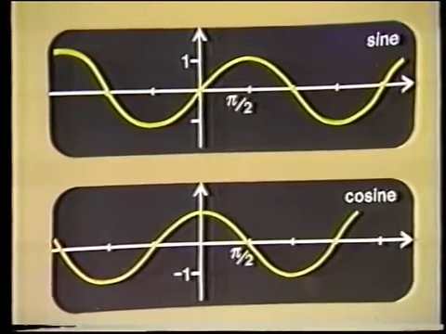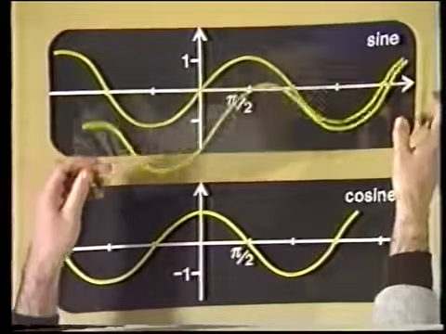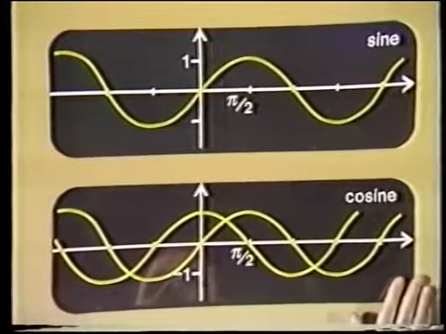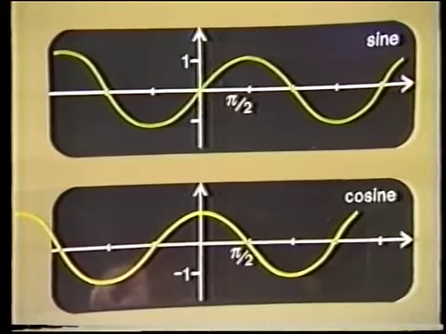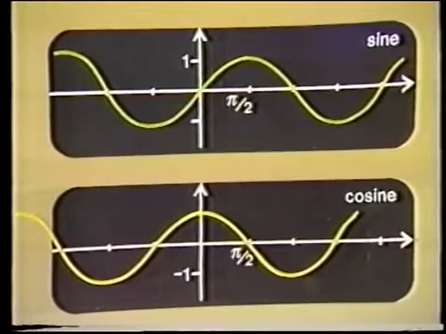They're the same shape, but one's shifted sideways a bit. If you take the graph of sine and move it sideways by pi over 2, then you get the graph of cosine. Now we can use our definition of sine and cosine to explain why the graphs are the same shape.